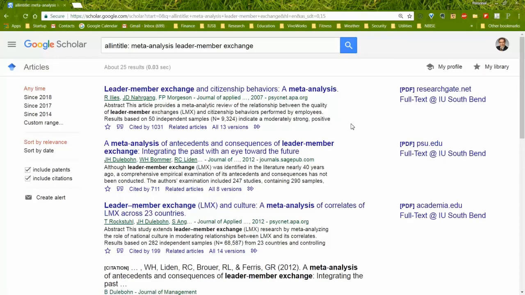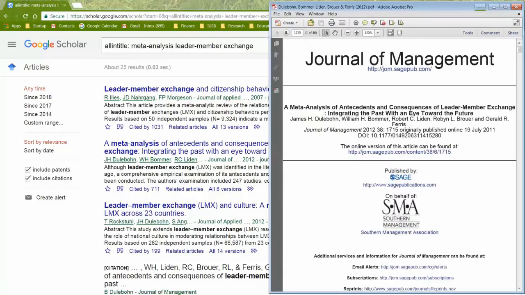And again, because Google Scholar tends to put the best at the top, really these top few are what we should probably focus on. For this example, we'll just focus on these first two, the paper by Ellis, Nargang, and Morgeson, and Dulabon et al. from 2012. So let's take a look at each of these papers.